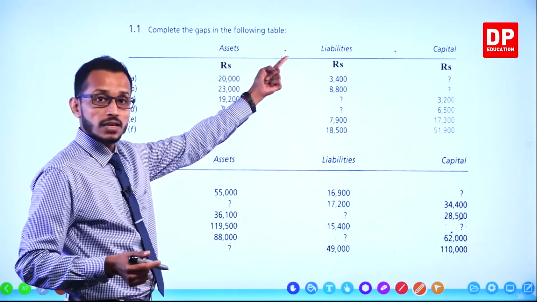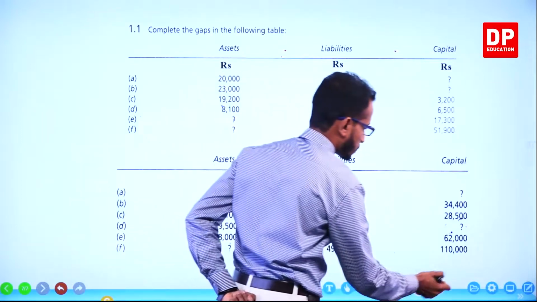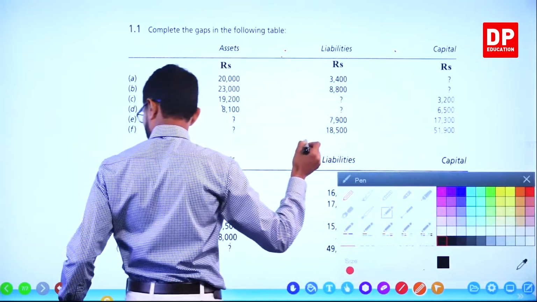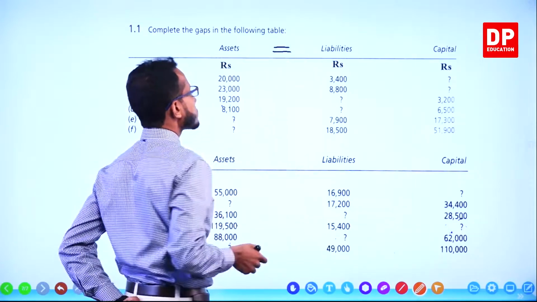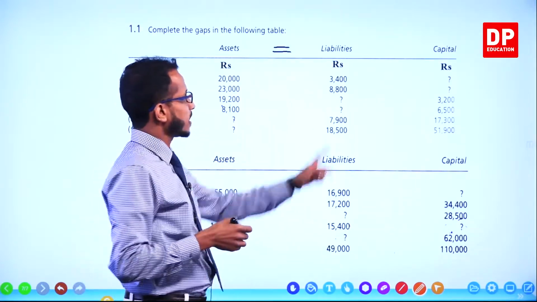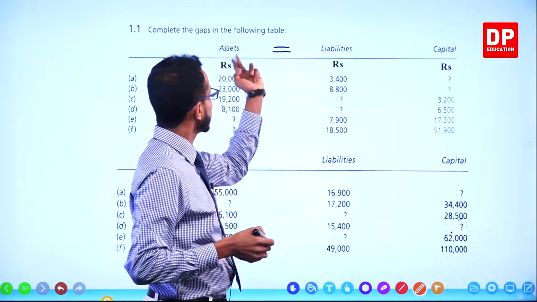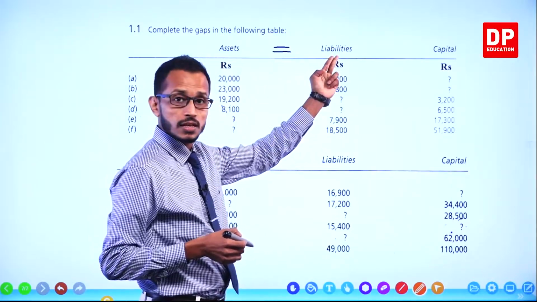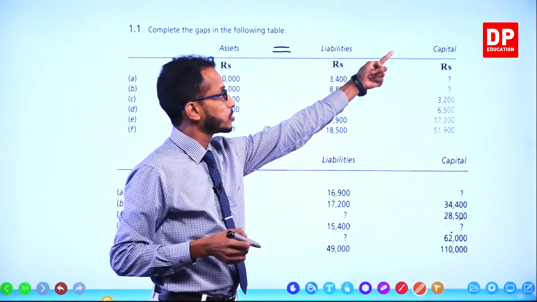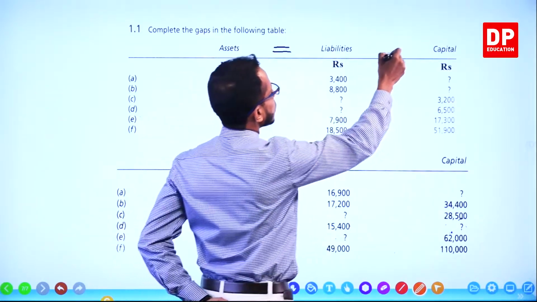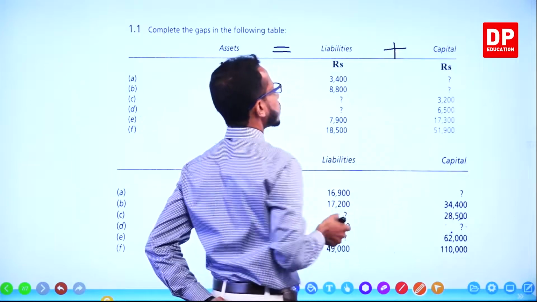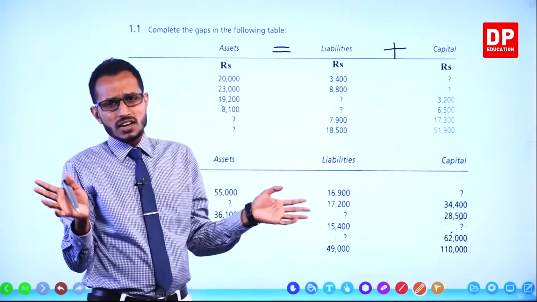Assets, equal mark. And then liabilities are here. Assets equals liabilities. What should be here? Plus. Liabilities plus capital. Don't get confused.